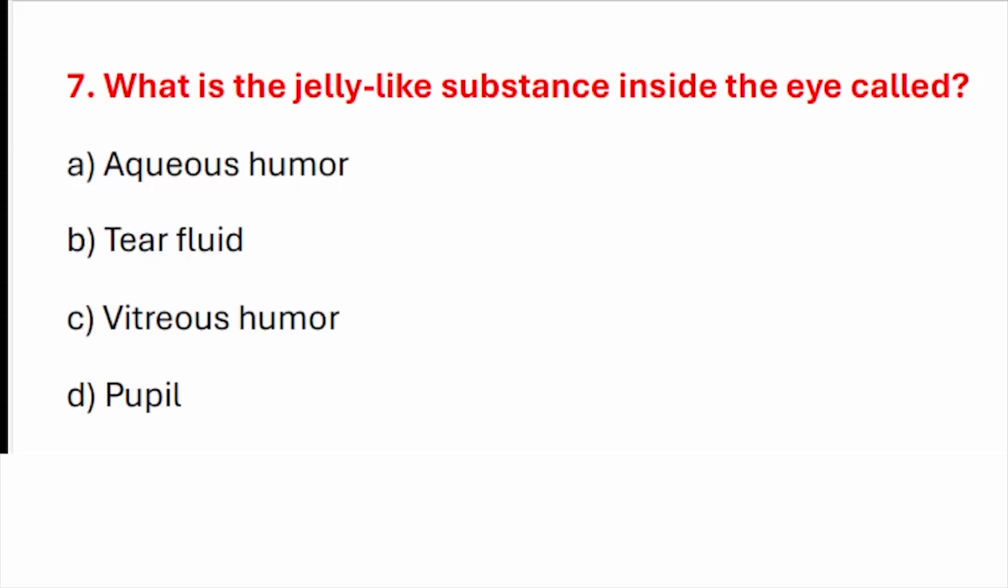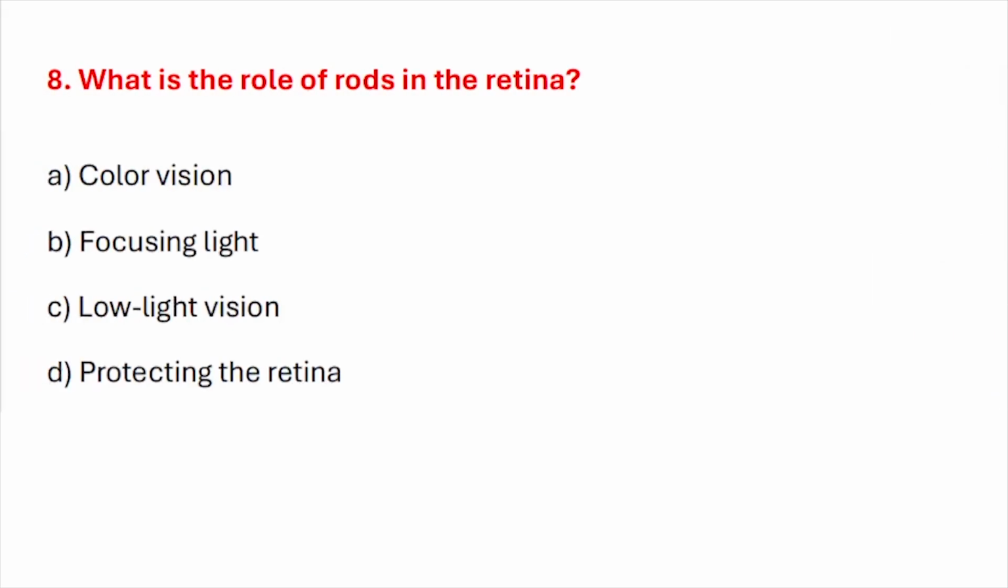Question number 7. What is the jelly-like substance inside the eye called? Correct answer is option C, vitreous humor. Question number 8. What is the role of rods in the retina? Correct answer is option C, low light vision.